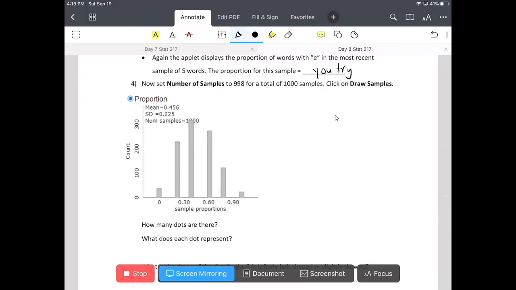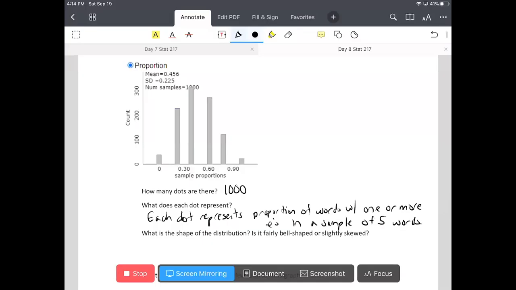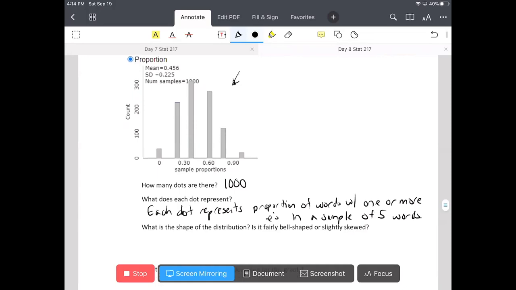How many dots are there? I hope at this point this is a no-brainer: 1,000. What does each dot represent? Hopefully this is once again pretty straightforward: each dot represents the proportion of words with one or more E's in a sample of 5 words. Obviously it's going to vary, so if you do this, will your distribution look a little bit different? Definitely. Should it be fairly similar? Yes. If it's not, there's probably a mistake in there.